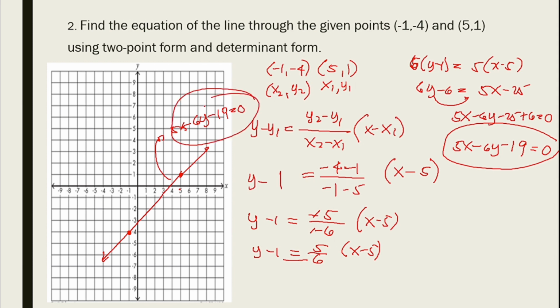Okay, so that is the use of two-point form. So let's have determinant form. How to find using determinant form?